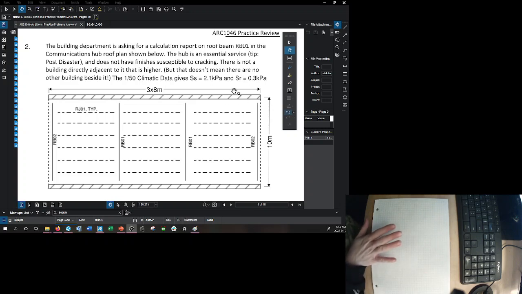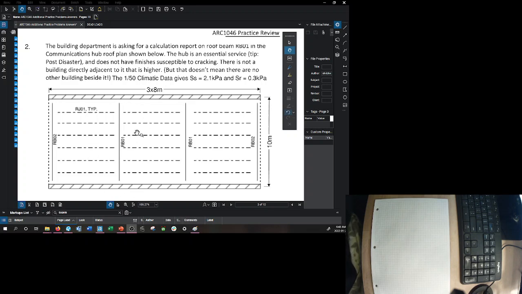And we would need the one that we will use in our factored load cases and the ones that we would use in our serviceability load cases. So here's RB01. So this is the beam that we're going to be talking about right here. And we need to design this whole beam.